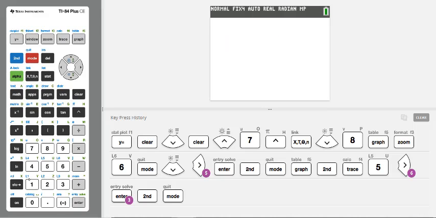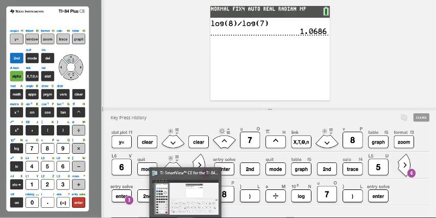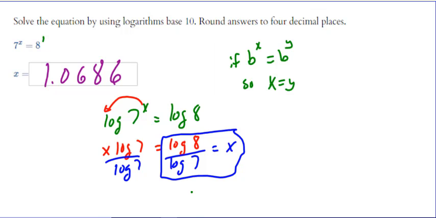Let's quit. So let me go log of, what do we have first? 8 divided by the log of 7, and hit enter, and we get the same thing. So it's a way to do it without a calculator, and the calculator allows you to solve an exponential by looking at the intersection as opposed to having to change it over into a log. So that's the whole premise of why logs come about. It helps you to solve exponentials that can't get the bases to be the same.